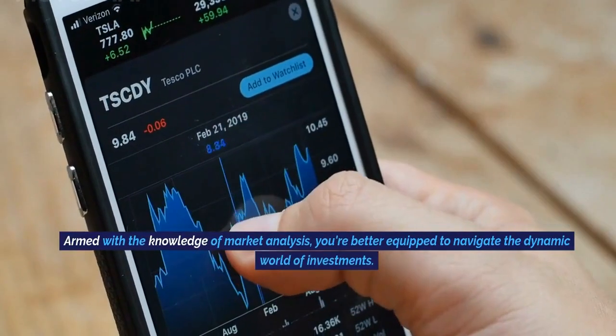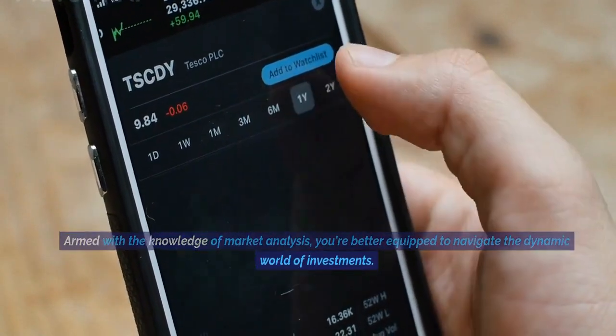Armed with the knowledge of market analysis, you're better equipped to navigate the dynamic world of investments.